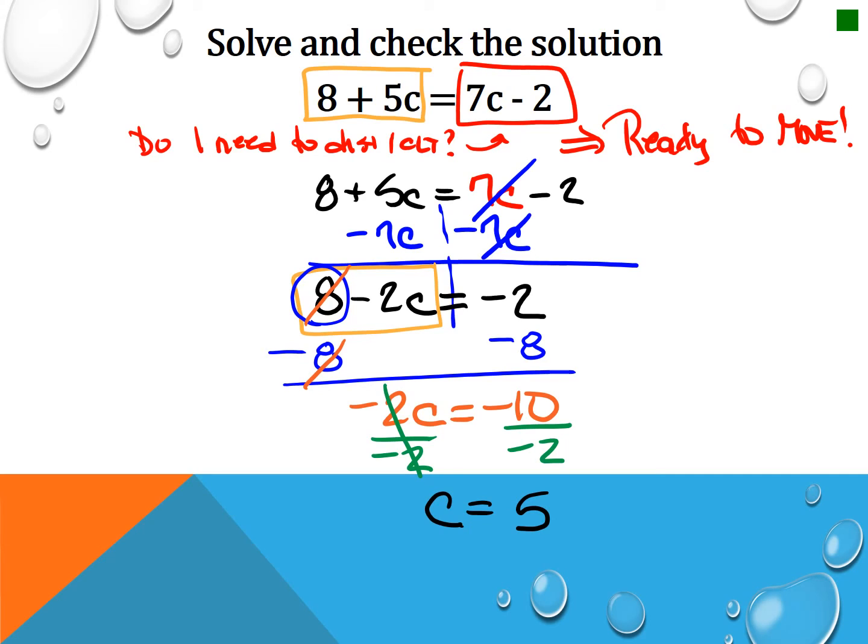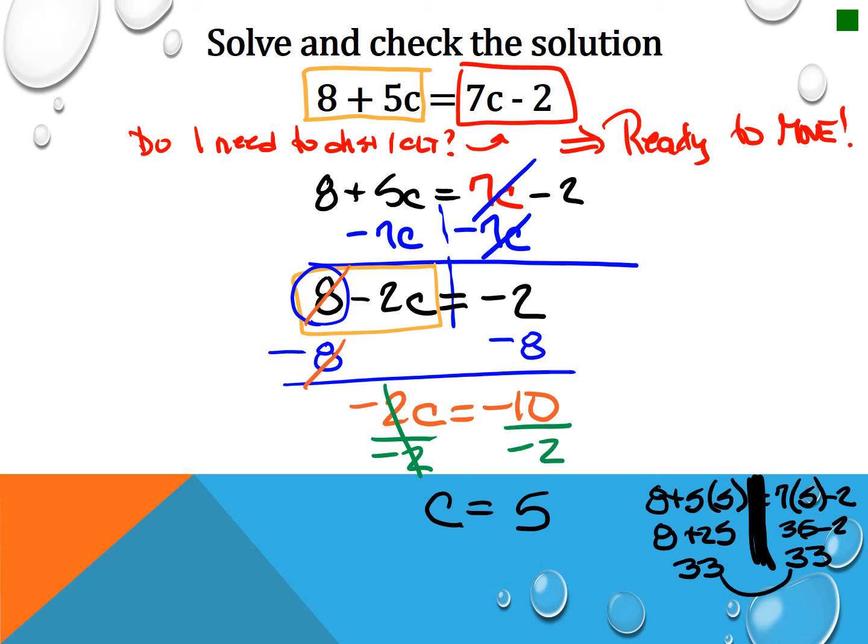If I check this, I'm going to do 8 plus 5. Whoops, we said C is 5. I want to know, does that equal 7, C is 5, minus 2? I'm doing both sides by themselves. So 5 times 5 is 25. 8 plus 25 is 33. 7 times 5 is 35. I still want to subtract 2. 35 minus 2 is 33. Are the two sides equal?